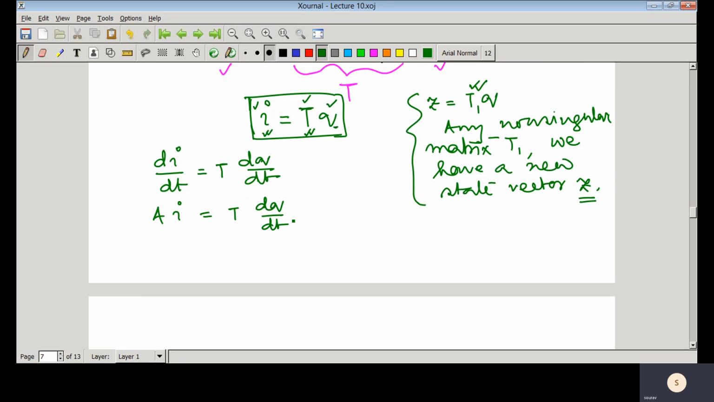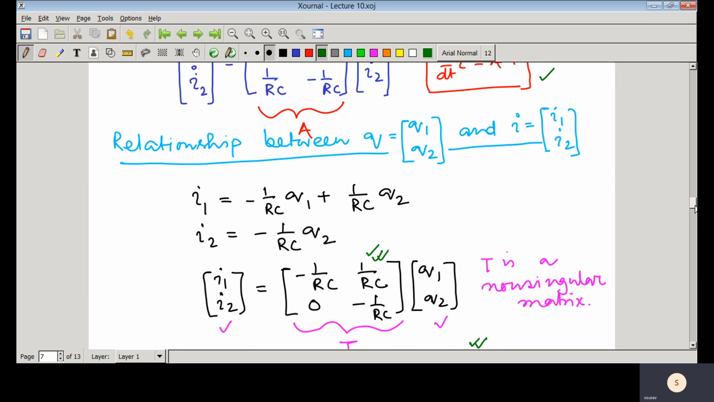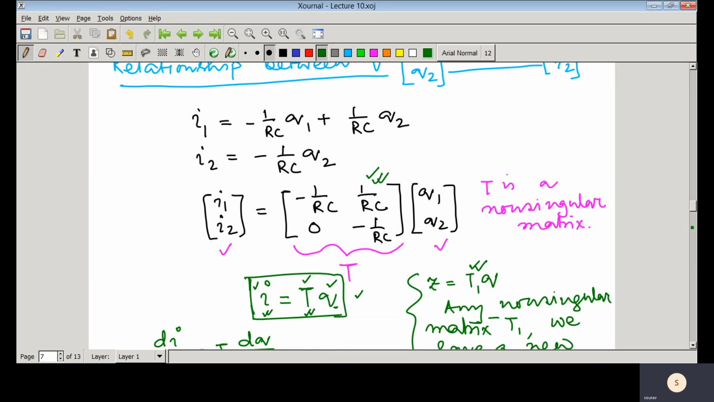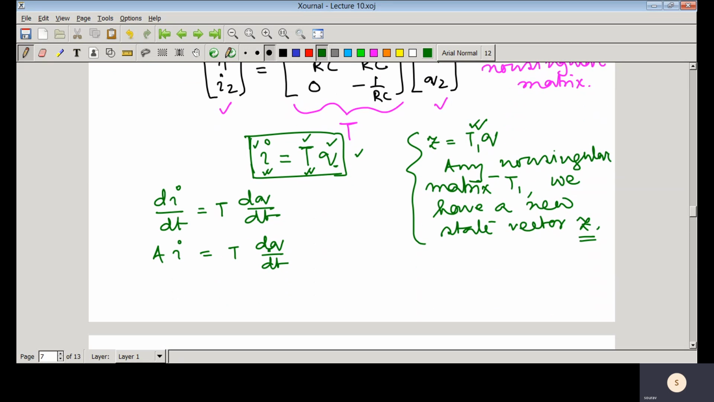So then, if you just replace this particular relationship, that is I equal to TQ, then what will you get? So T dq by dt equal to A, in place of I am replacing TQ. So then from here you will get that dq by dt equal to, if you multiply this particular equation from left by T inverse, T inverse ATQ.